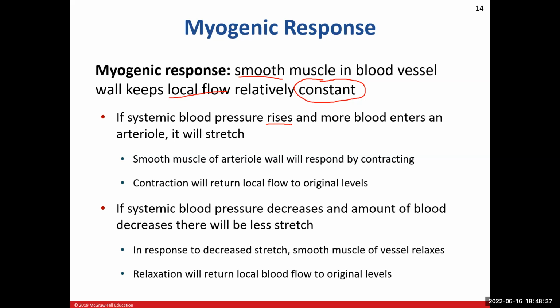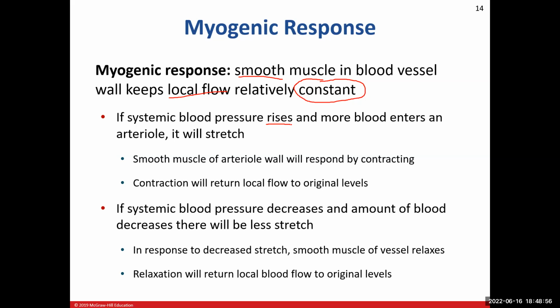160/90. It's elevated, okay? So what we're going to see is more blood is going to be entering into your arterial system, into the arterioles there. And as more blood is present, it will push on the walls of those blood vessels, and so it will increase the stretch on the vessel wall.